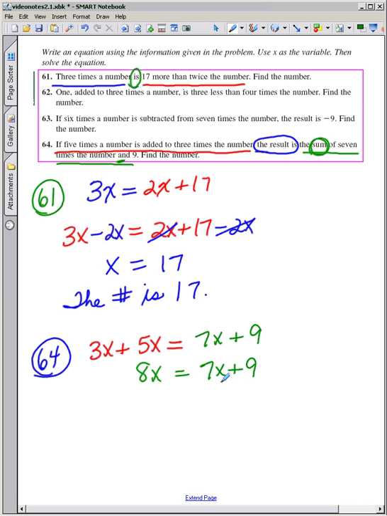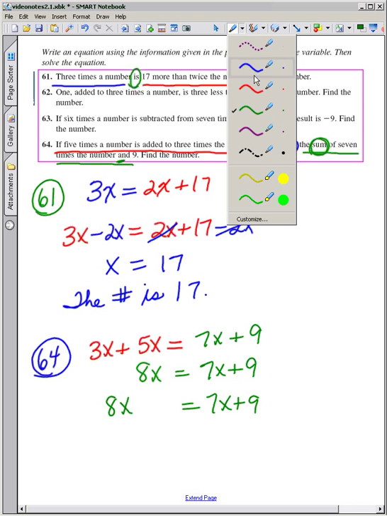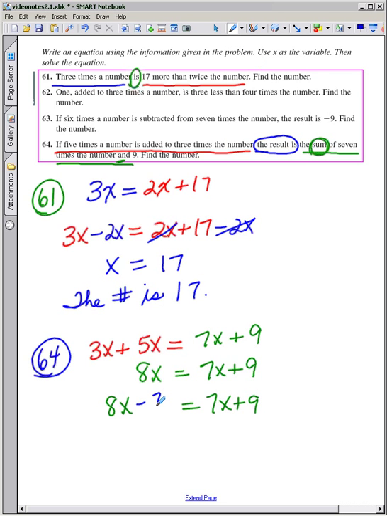Now we need to eliminate the variable from the right, so we would subtract 7x from both sides. If we subtract 7x from both sides, we get the equation equivalent to this, which is just 8x minus 7x is equal to 9. So the number that satisfies this problem is 9.